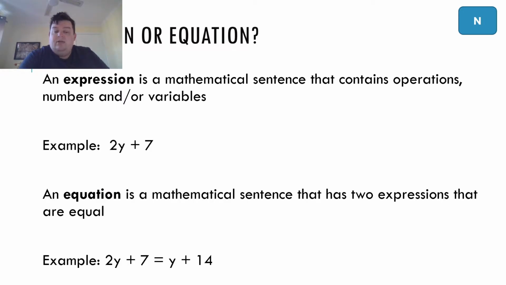An equation is when a mathematical sentence has two expressions that are equal. Usually it's in the form of something like 2y plus 7 equals 5, or in this case, 2y plus 7 equals y plus 14. Now, the essential difference between the two is that an expression has no equal sign, an equation does have an equal sign. That's the key. And it makes sense when you think about it, because equation kind of sounds a bit like equal, right? So that's how I remember anyway.